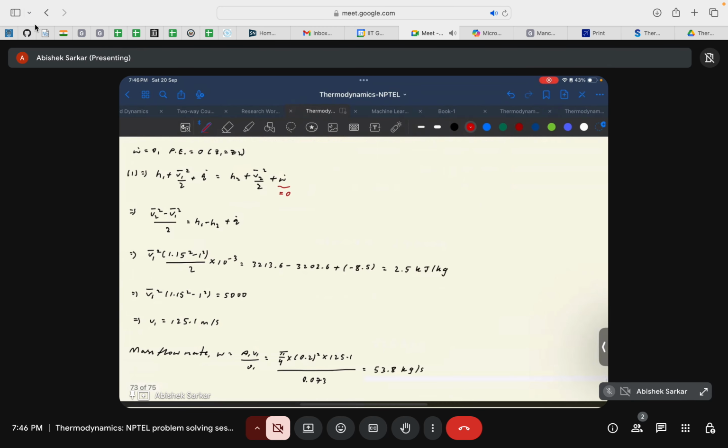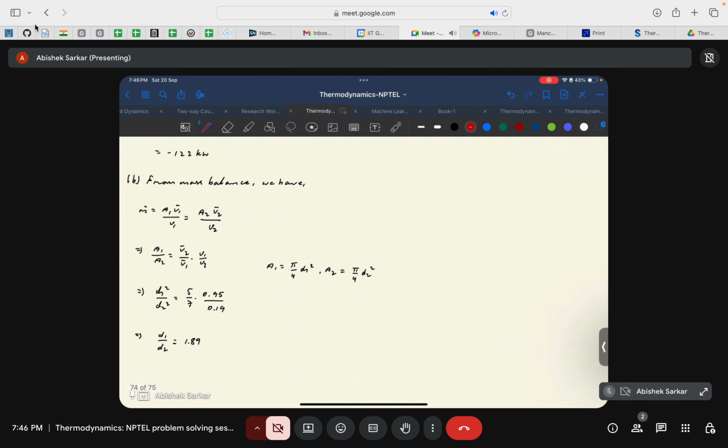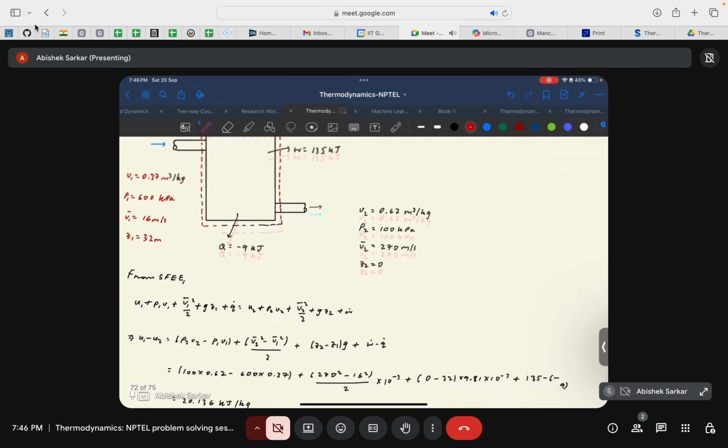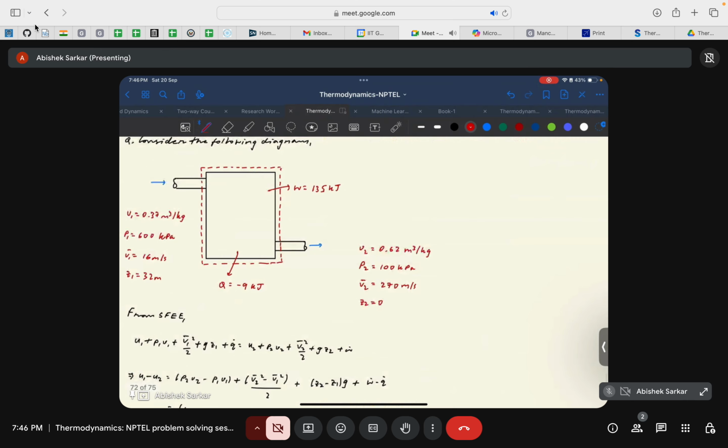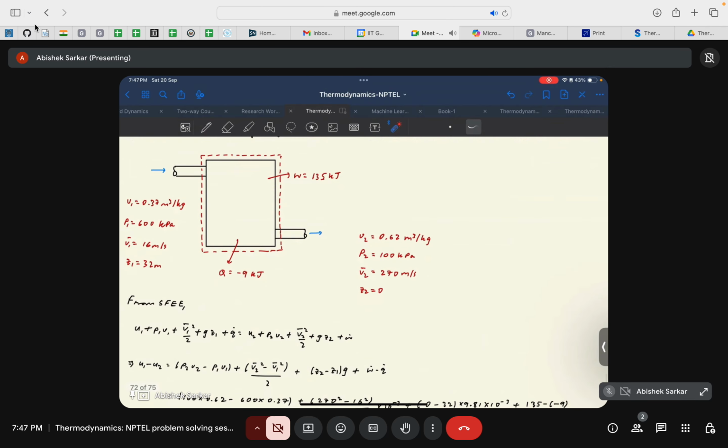So this is your schematic diagram for the question. There is a net work output of 135 kilojoule, and net heat leakage of minus 9 kilojoule. Heat is coming out of the system. These are the inlet conditions, inlet parameters, and these are the outlet conditions. From these you need to find whether the internal energy of the system increases or decreases.